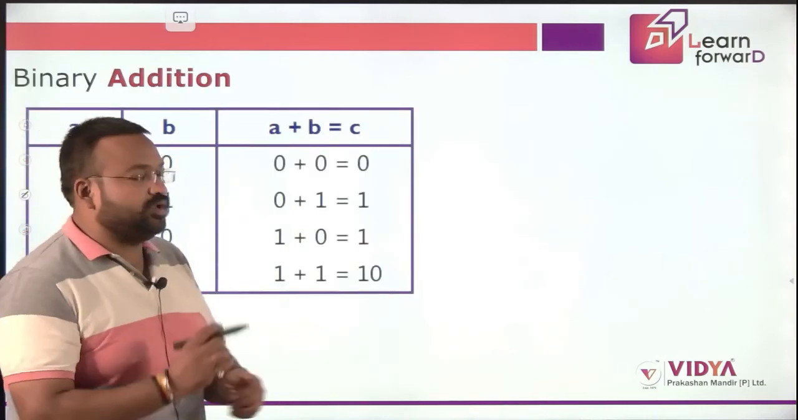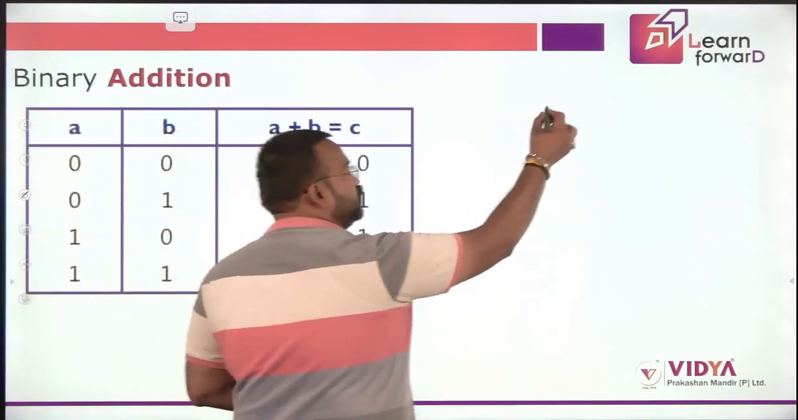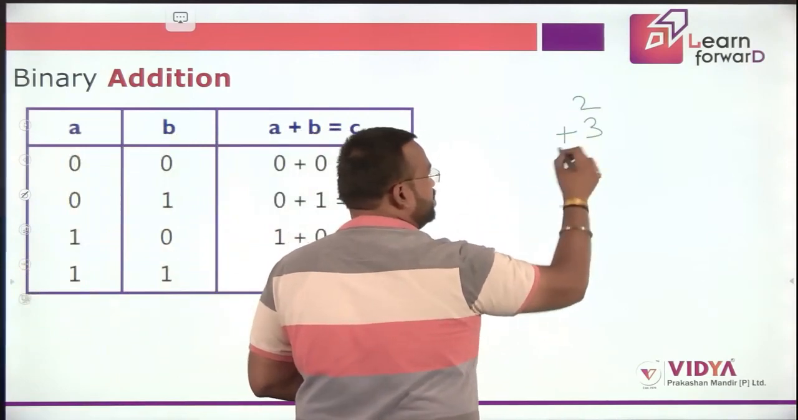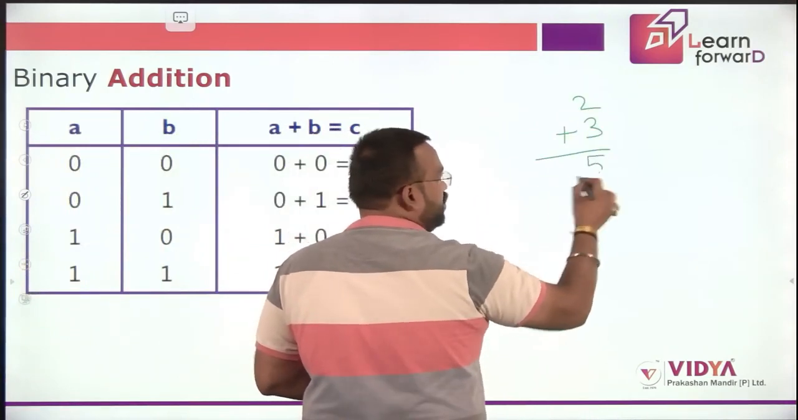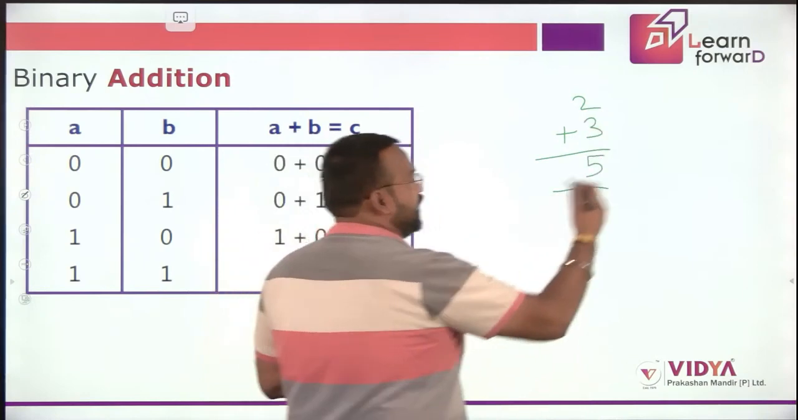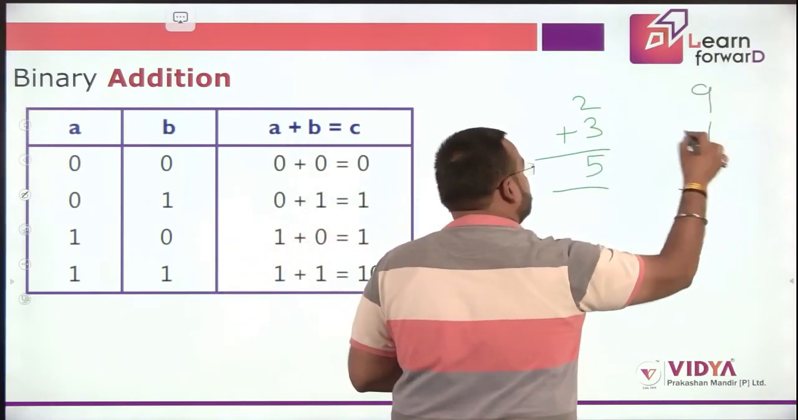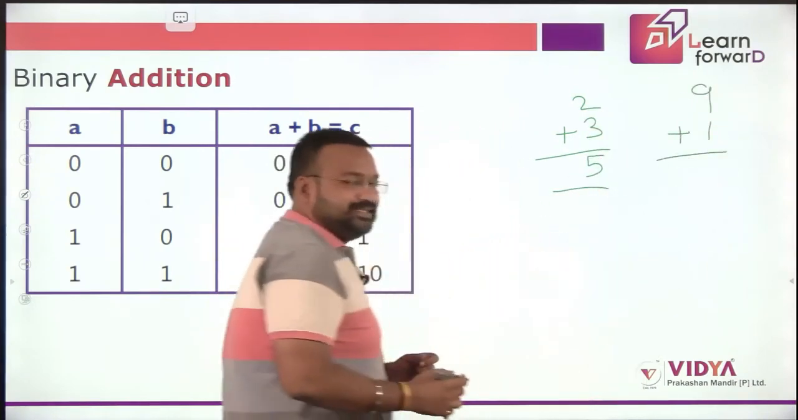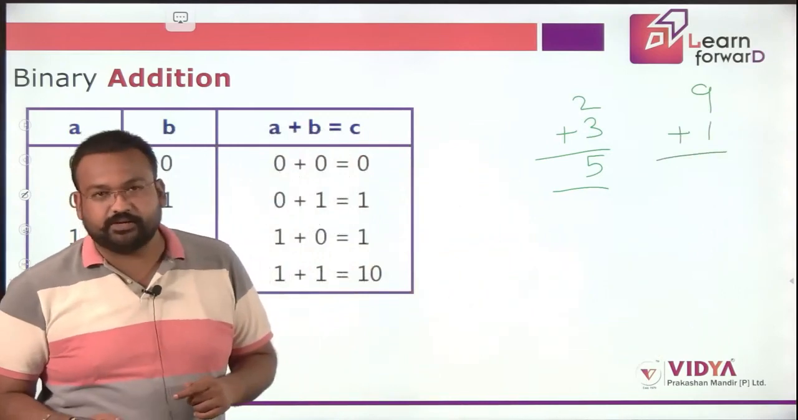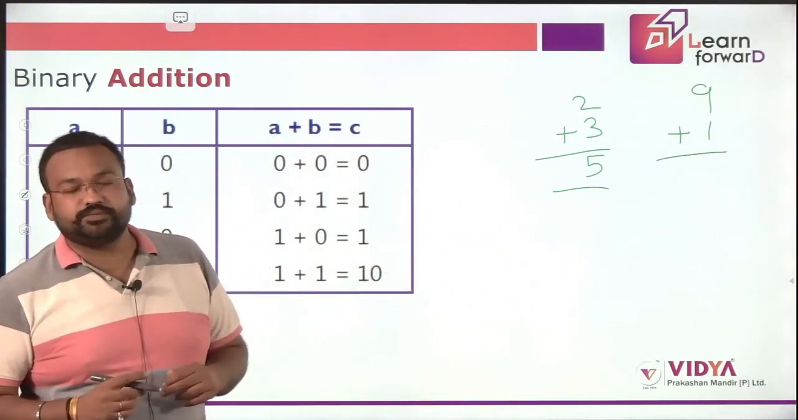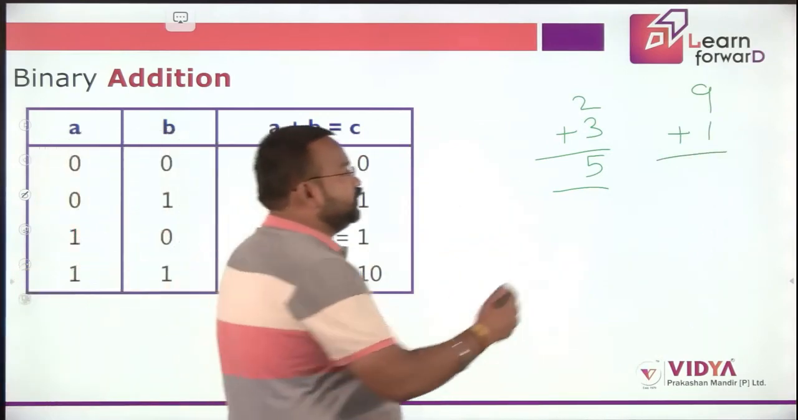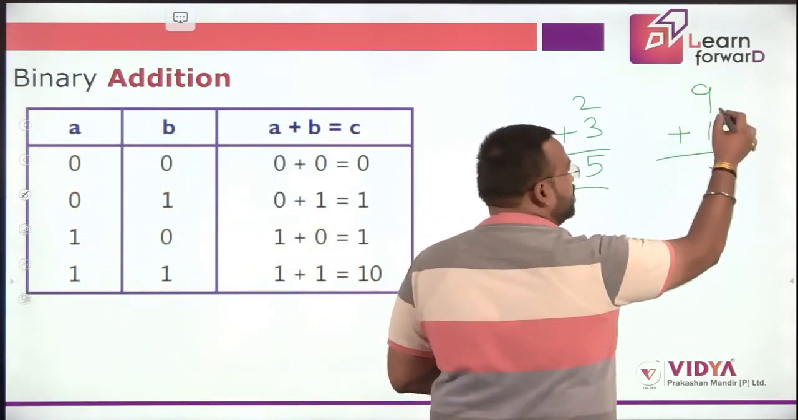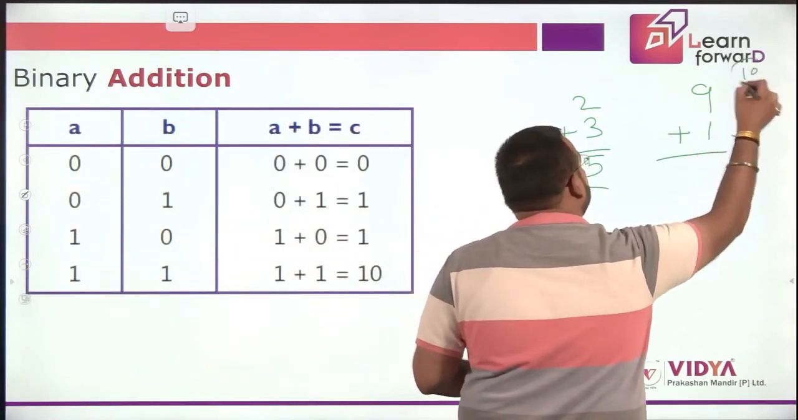As you remember, if you generally add two numbers, the sum would be 5. And if you add 9 and 1, as it is a decimal number system in which the digits are allowed from 0 to 9 only, once you add 9 plus 1, the number would become 10.